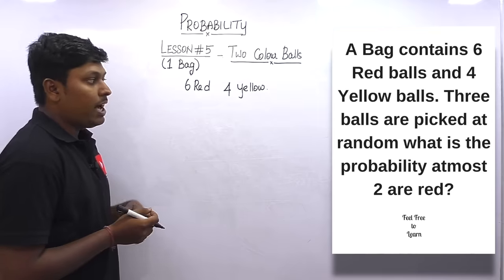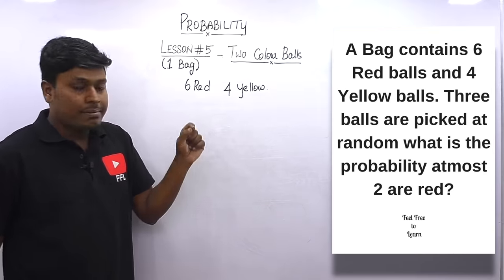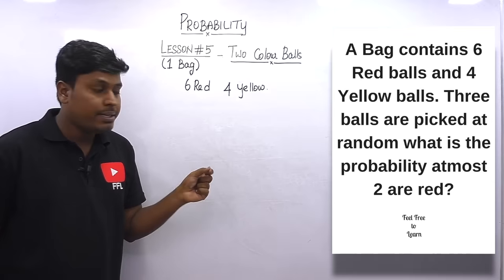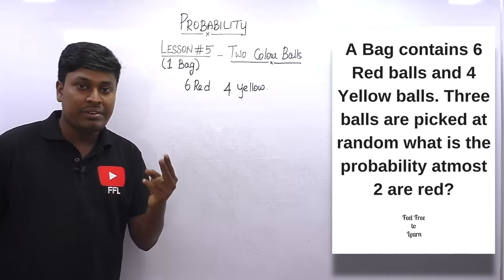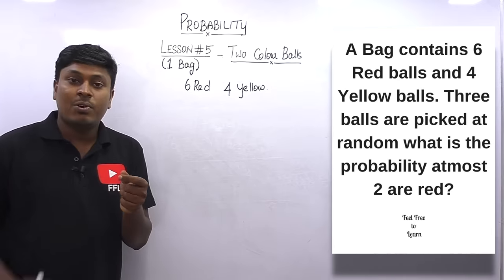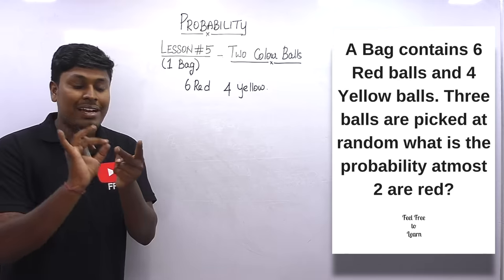Question number six: a bag contains six red balls and four yellow balls. Three balls are picked at random. What is the probability that at most two are red, which is most important? In the previous question, question number five, we solved the at least concept, but in question number six, we are going to solve the at most concept.